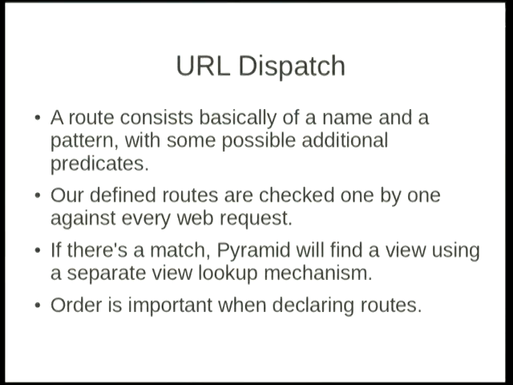So right now, when we define a route, add route and then add view, we're using something called URL dispatch, where we pass a route, a name, and a pattern. That's what we've been doing in the code. And there are some additional predicates that we could use. For example, we can use a route that only matches if the request method is POST, or only matches if the request method is GET, and several conditions like that.